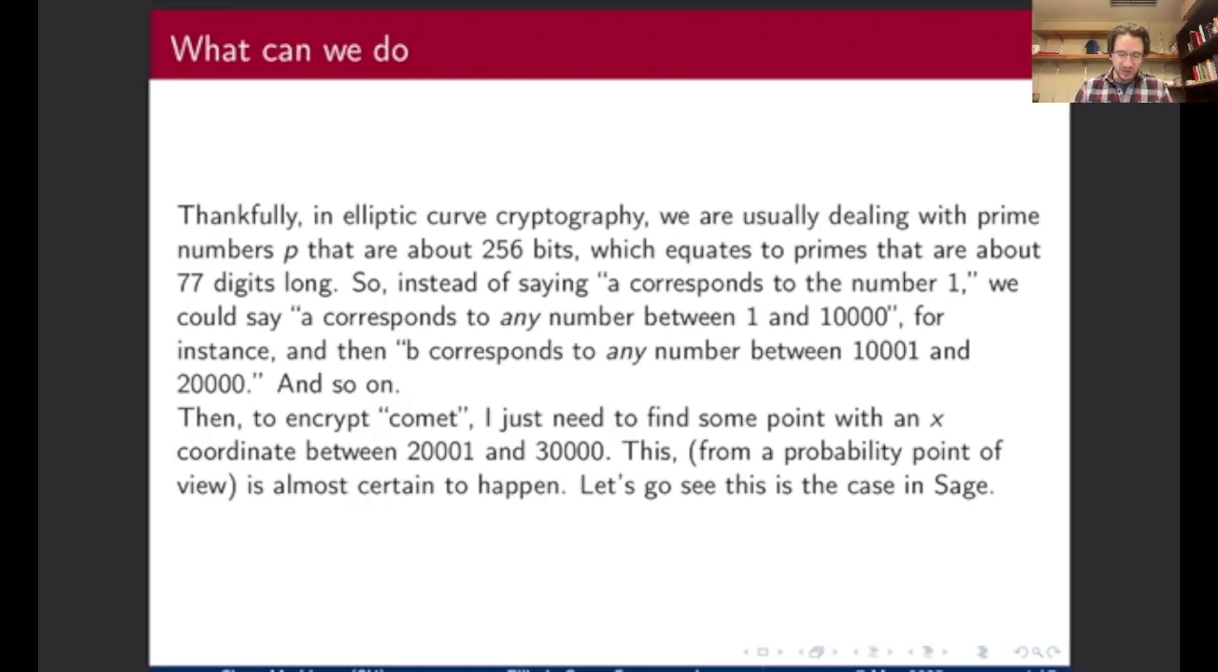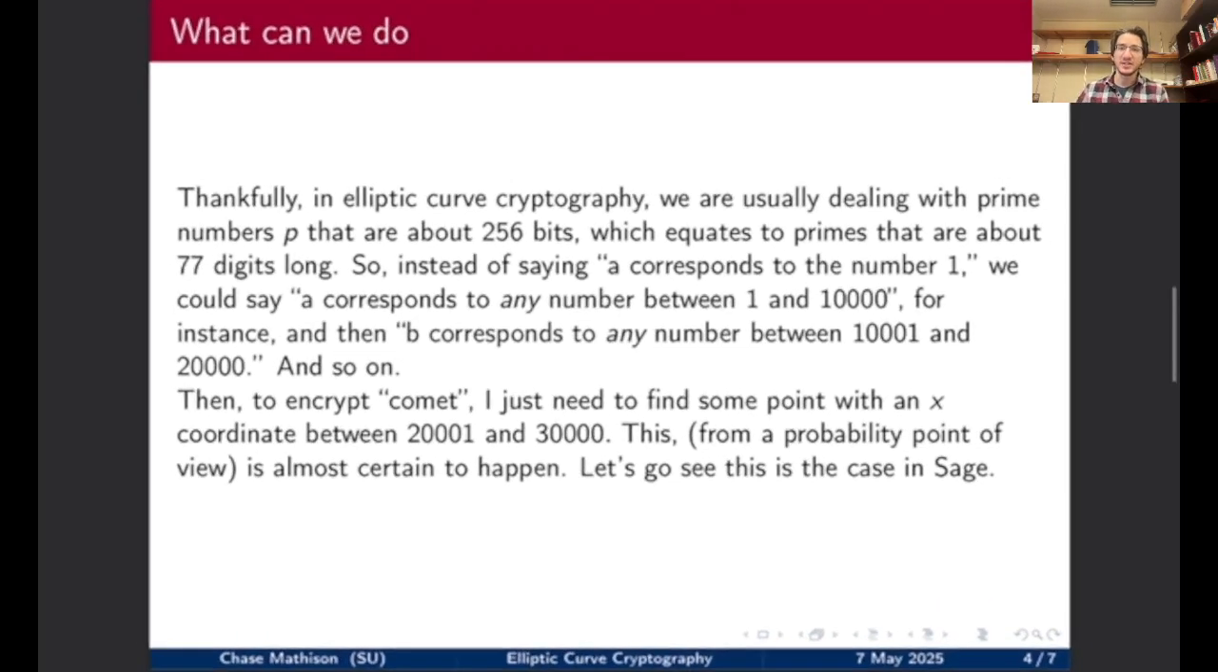Okay, so what we normally do is we say, let A be represented by any point on the curve that has an x coordinate between 1 and 10,000. And then B can be any point on the curve that has an x coordinate between 10,000 and 20,000, for instance. Okay. Then to encrypt Comet, I just need to find some point with an x coordinate between 20,000 and 30,000, right? So if A is that first range, B is that second range, C would be the next range of 10,000 numbers.